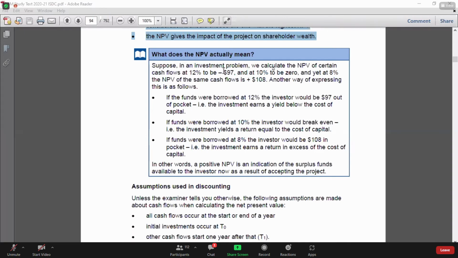Now we calculated the NPV of certain cash flows. Suppose you assume our discount factor at 12%, we got minus 97. So now what does minus 97 mean? If you consider the discount factor at the rate of 12%, we got NPV as minus 97. What does it mean?